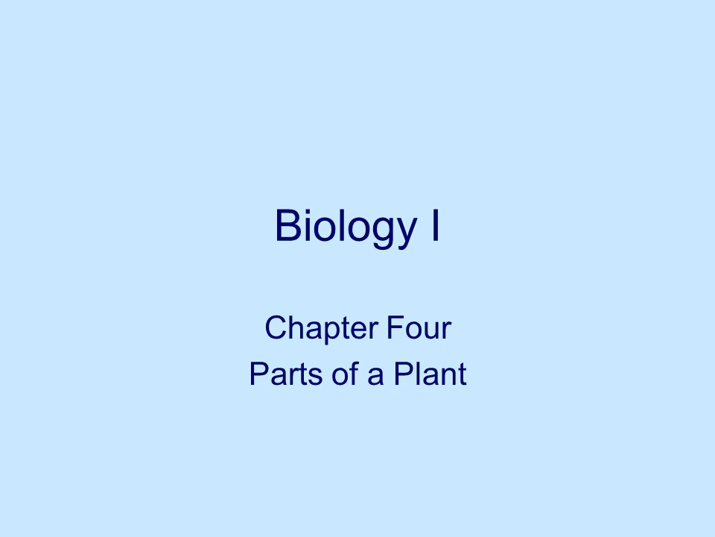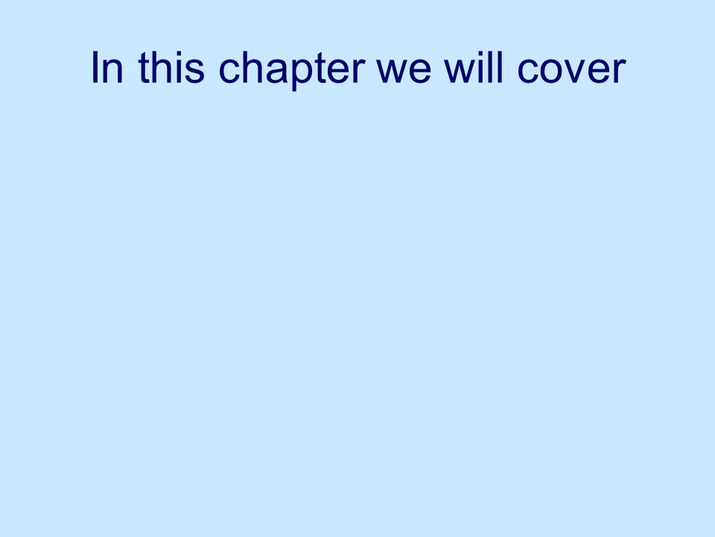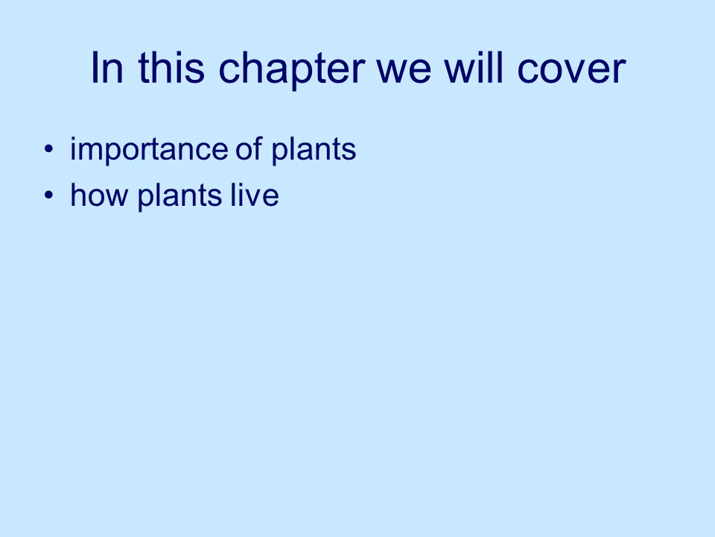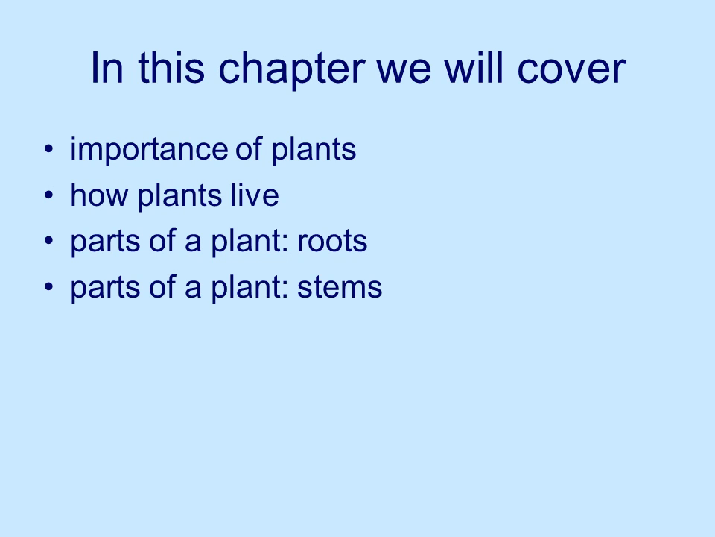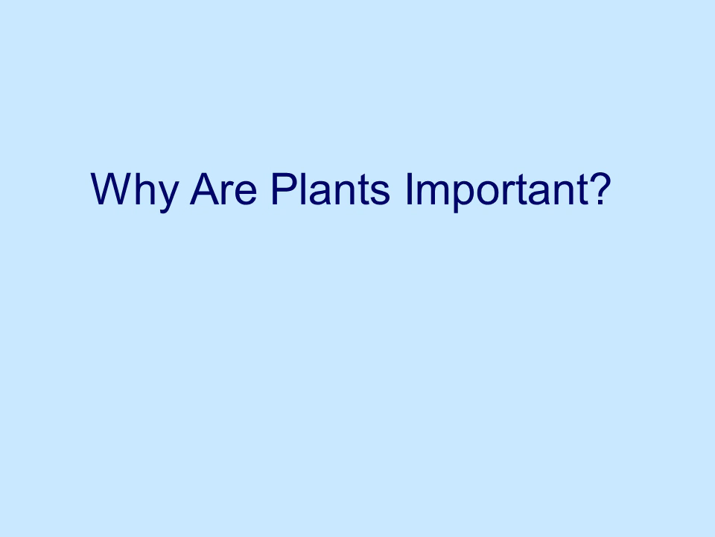We're in Chapter 4 of the Biology 1 textbook, and it's entitled Parts of a Plant. In this chapter, we're going to cover several things. We're going to talk about the importance of plants, how they live, the parts of a plant, the roots, the stems, the flowers. Now, why are plants important? What is so necessary to have plants?